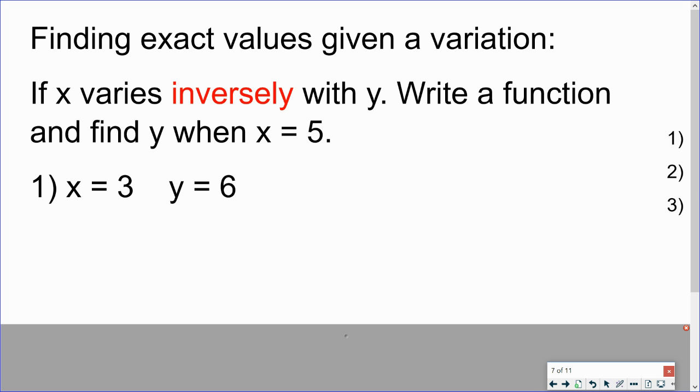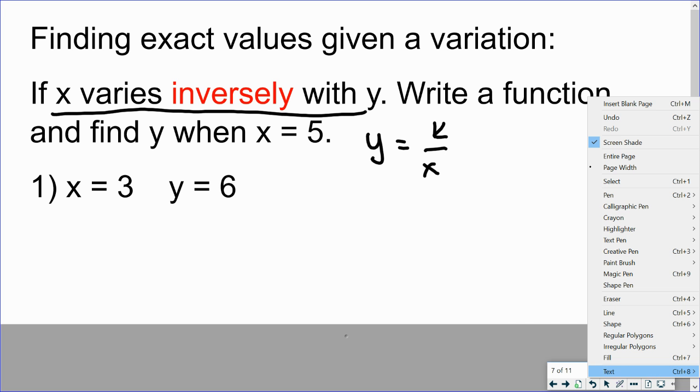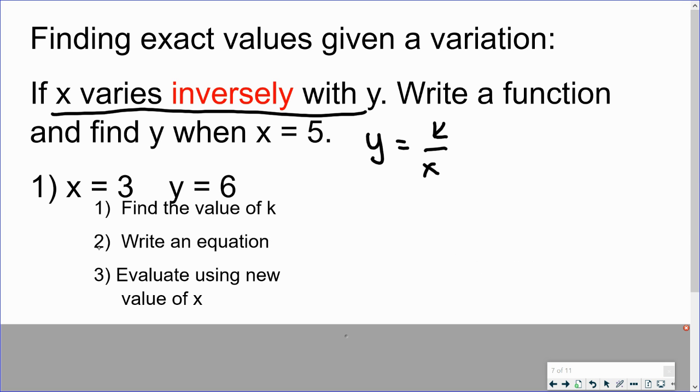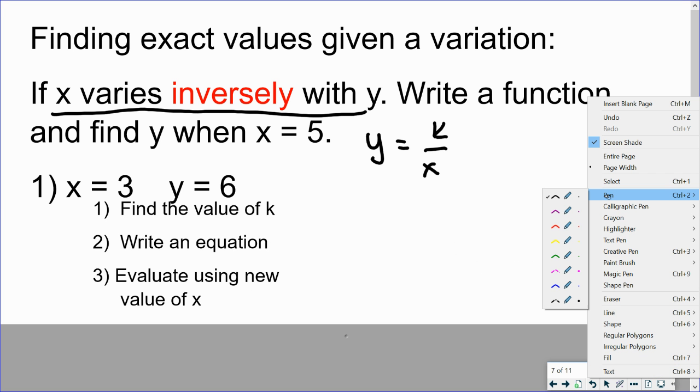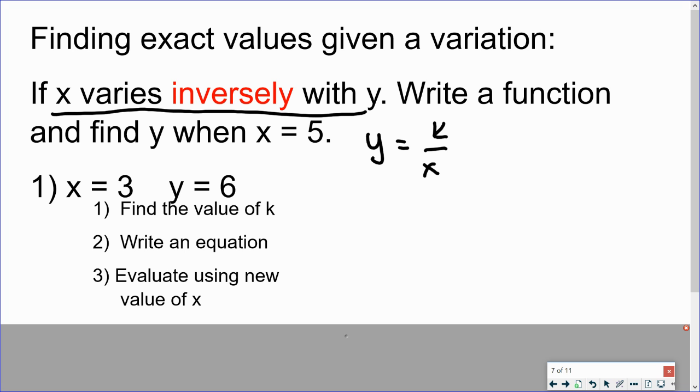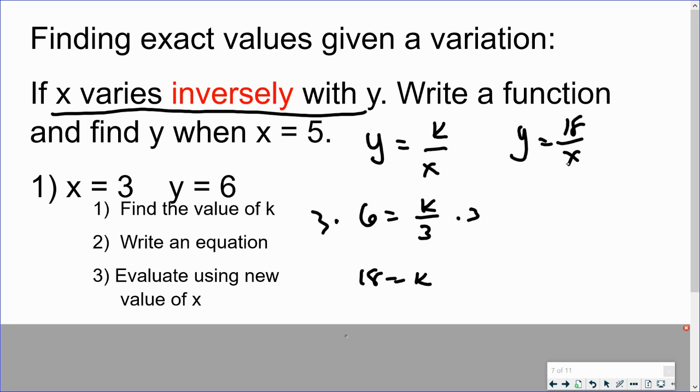Let's look at the next one. Find the exact values of variation when x varies inversely to y. So y is equal to k divided by x. Now for this one, I'm going to once again follow that exact same pattern, which is what we have here. So 6 is equal to k divided by 3. Multiply everything by 3. 18 is k. Now I'm going to put the 5 in there for the x. So there I go.